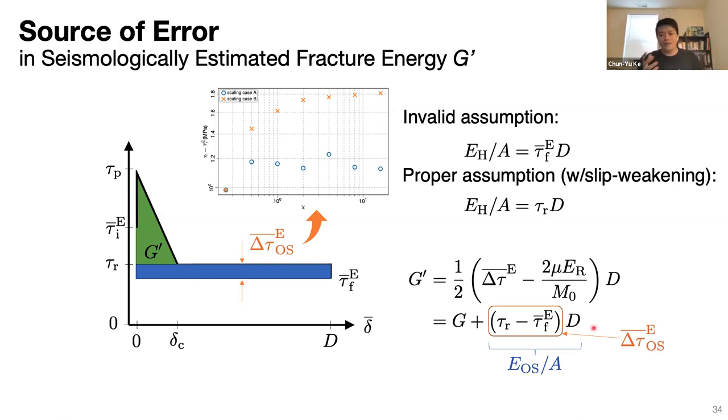And that brings up something that's rarely discussed. Abercrombie and Rice 2005 actually reported that about 1/3 of the earthquakes they studied resulted in negative G prime, and they seem to be evenly distributed across magnitudes. So perhaps those earthquakes are pulse-like and have stress undershoot.